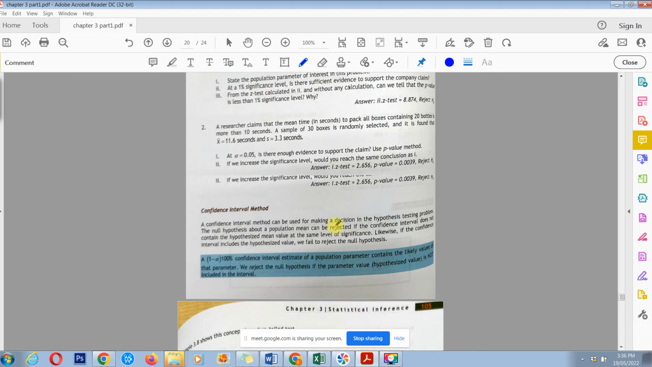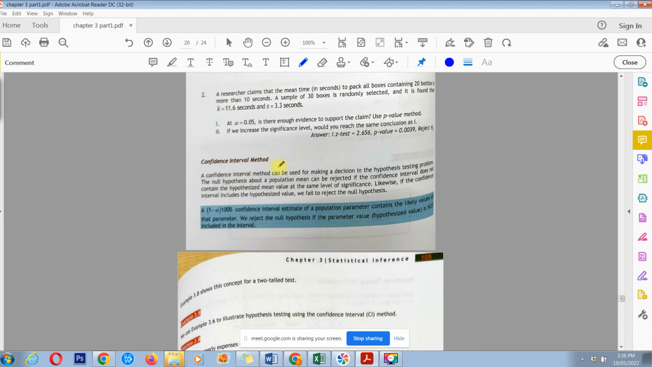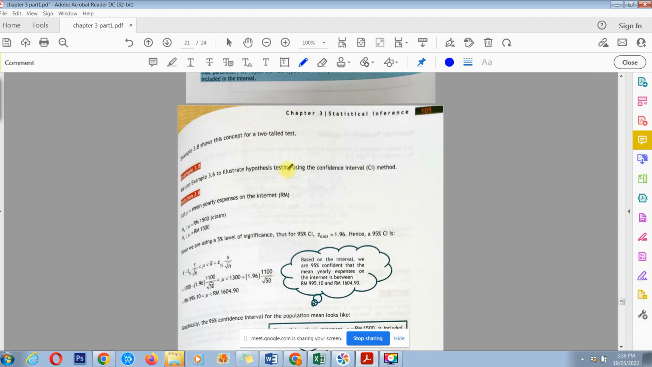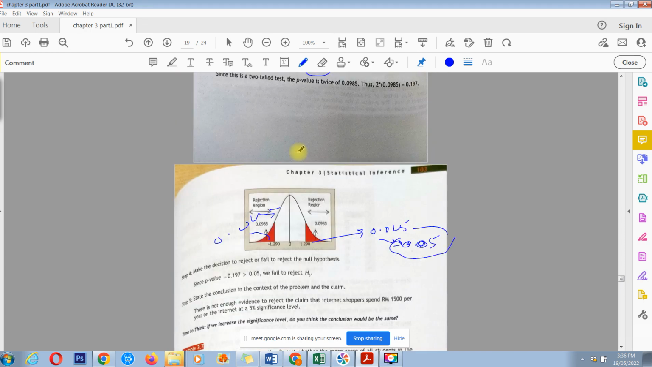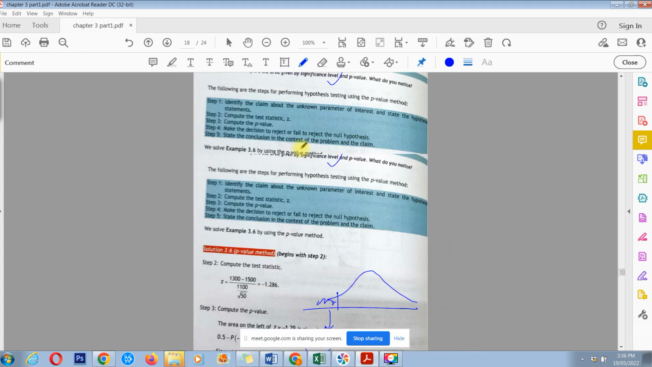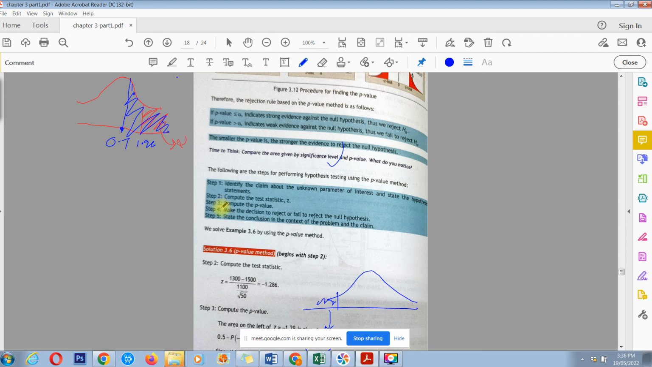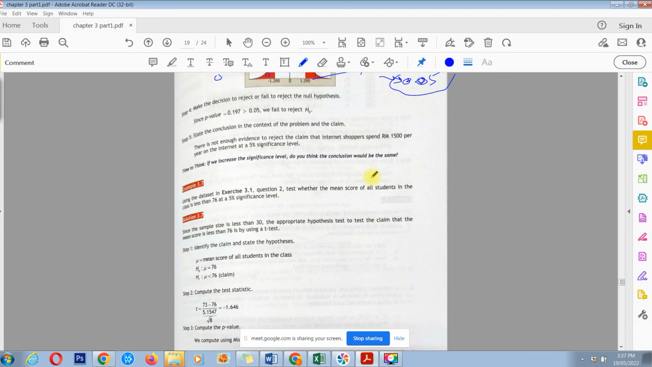Okay. Confidence interval method. Confidence interval method dia membezakan method-method ni adalah dekat step 4 and step 5 tu. Step ni lah. Step 4 compute ni. Step 3 and step 4 yang membezakan dia. Okay, step 4 and step 3. Okay.